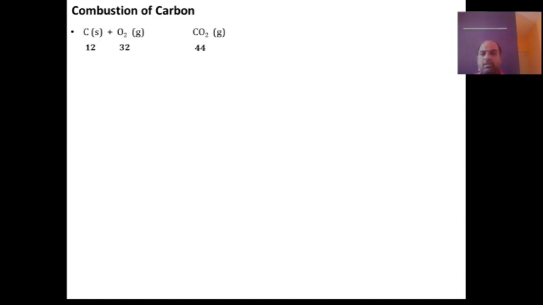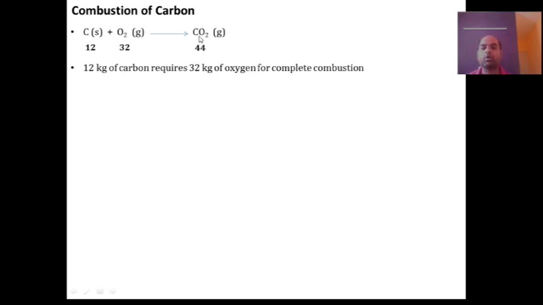Okay, so let's look at how carbon combusts. Look at the chemical equation. 1 mole of carbon requires 1 mole of molecular oxygen to give you 1 mole of carbon dioxide. So this tells you that 1 mole of carbon requires a minimum of 1 mole of oxygen for complete combustion. Any lesser oxygen will result not in carbon dioxide but in carbon monoxide. That is something you want to avoid, because carbon monoxide is a poisonous gas.